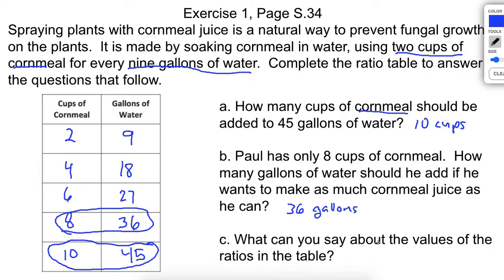Okay, what do we know about all these values here? That's the next thing we're saying. These are all, just like our definition says, equivalent ratios. All these would reduce down to 2 to 9. This one we would divide them both by 3, this one by 2, this one by 4, and this one by 5, and they would all reduce down to 2 to 9. These are all equivalent ratios. And like we said, our definition of a ratio table is a table of equivalent ratios.